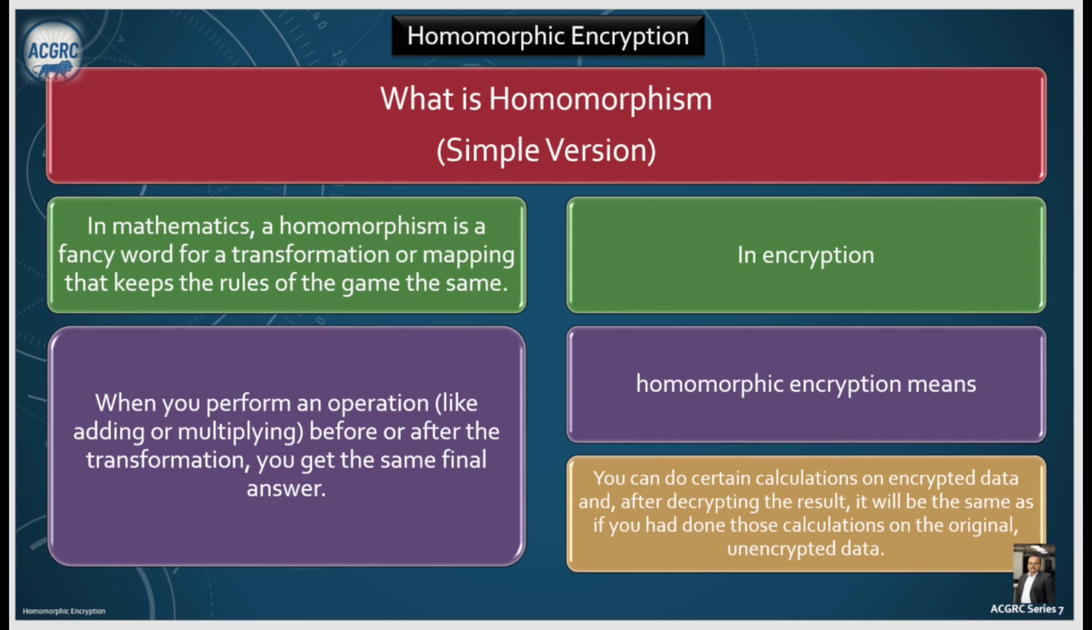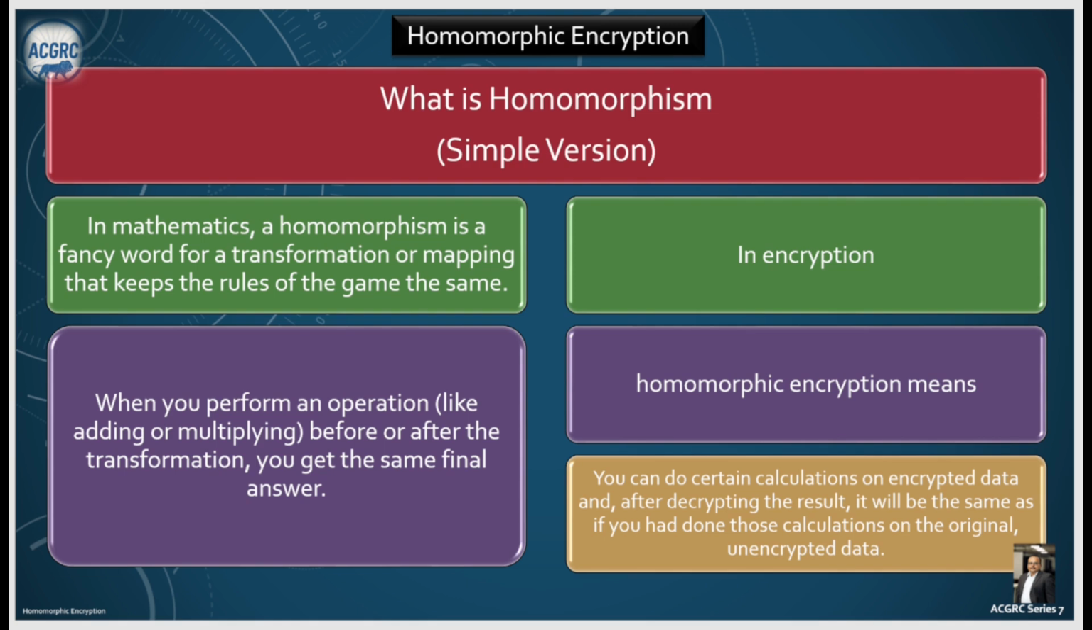In mathematics, a homomorphism is a fancy word for transformation or mapping that keeps the rules of the game the same. So when you perform an operation, whether it is addition or multiplication, before or after the transformation, you get the same final answers.